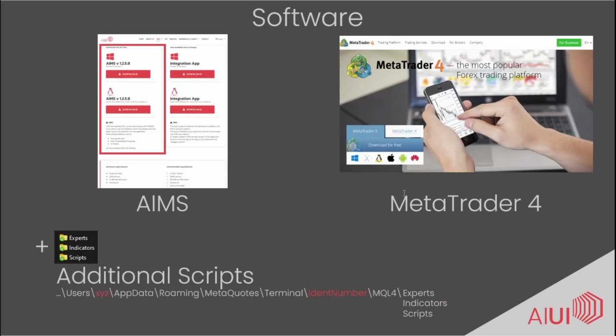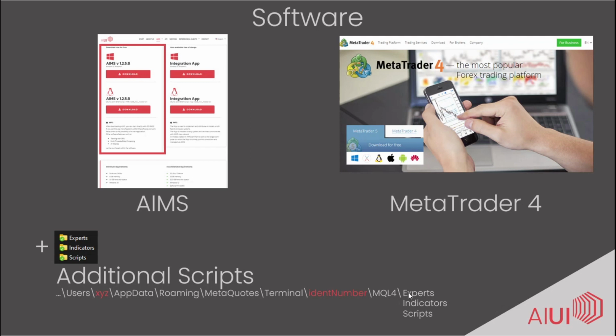The software you will need is, first of all, AIMS, our AI management software, right? You can get it from our website. You can get it also for Linux as well as Windows. In this series, I will show everything I do with the Windows system. And you will need MetaTrader 4 as well. You can download MetaTrader as a raw version, as far as I know, as well as already branded versions like Admiral Markets, FXCM, and so on.